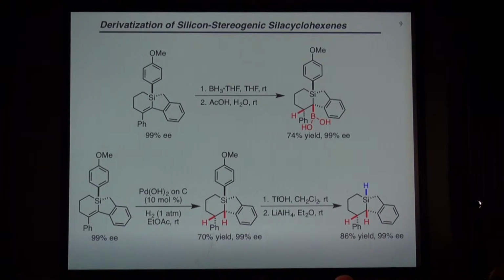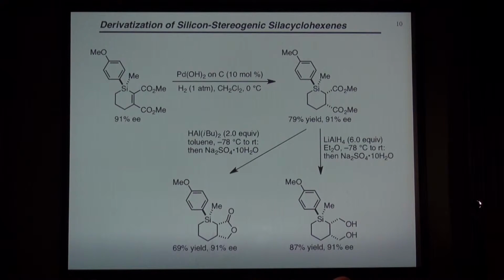This type of compound can be further elaborated by utilizing the silicon-stereogenic centers we created in the previous reaction. For example, the hydroboration of this compound takes place regioselectively and diastereoselectively at this olefin to give this alkyl boronic acid exclusively after acetic acid workup. We can also hydrogenate this same molecule with the same sense of diastereoselectivity to give the saturated silacyclohexane, and this aryl group can be effectively cleaved by treatment with triflic acid followed by LAH reduction to give the corresponding monohydrosilane with retention of configuration at this silicon-stereogenic center.